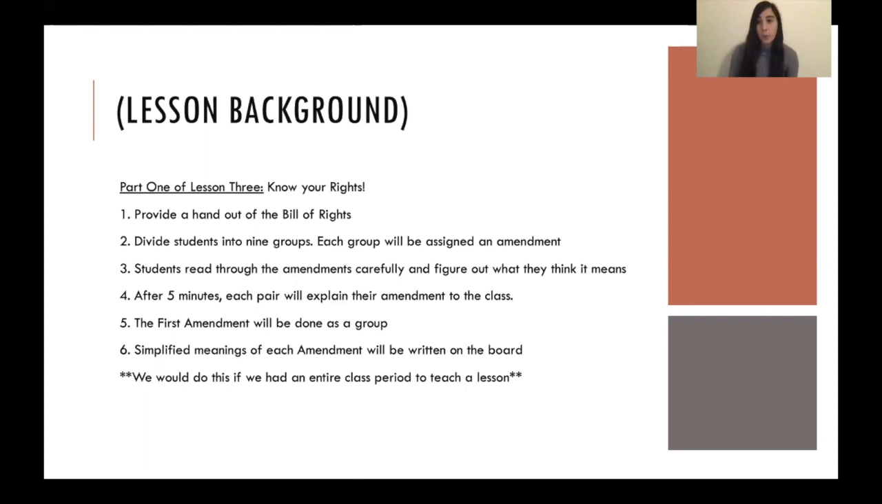So for part 1, I would provide a handout of the Bill of Rights to all of my students and then divide them into 9 different groups. Each group will have been assigned an amendment. Students will have read through the amendments carefully within their groups and figured out what they think it means in their own terms. After about 5 minutes in their groups, we'll come together as a class and we'll explain the amendments as a class. The first amendment will have been done as a group before they were divided into their individual groups.